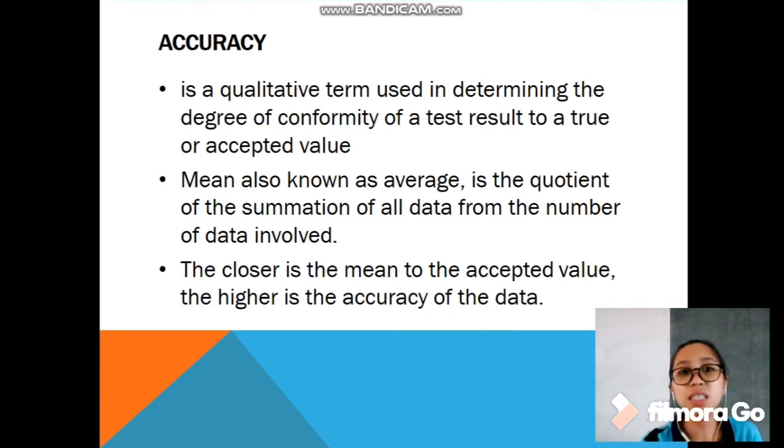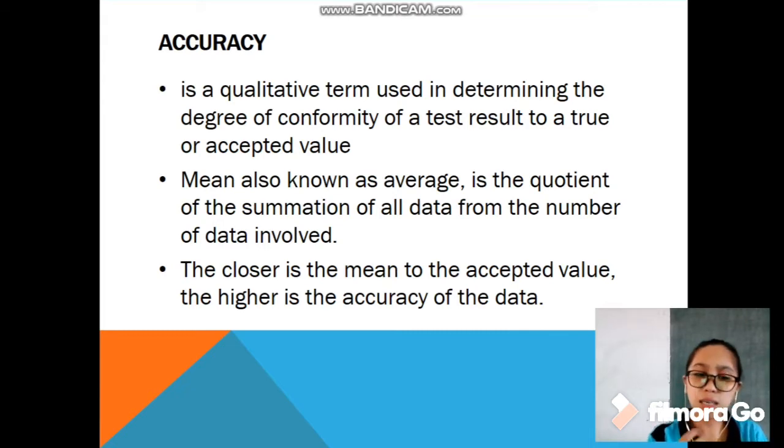So accuracy, first, it is a qualitative term used in determining the degree of conformity of a test result to a true or accepted value. Meaning, accuracy, doon siya sa pinakasakto nga value. Ako ra Bisaya, di ba?